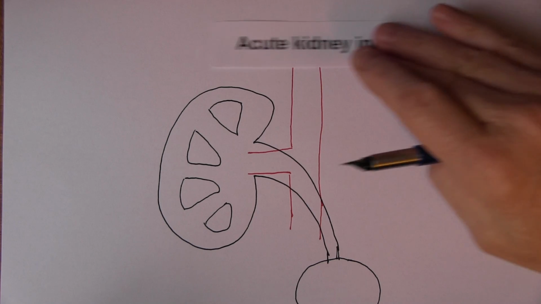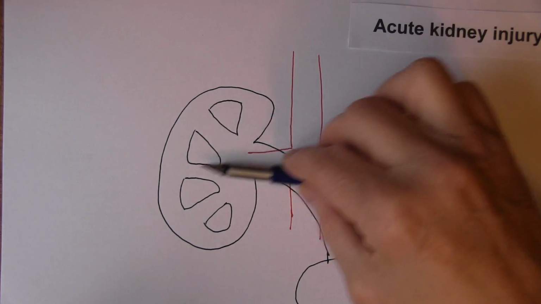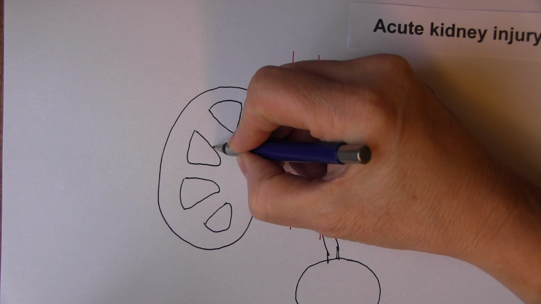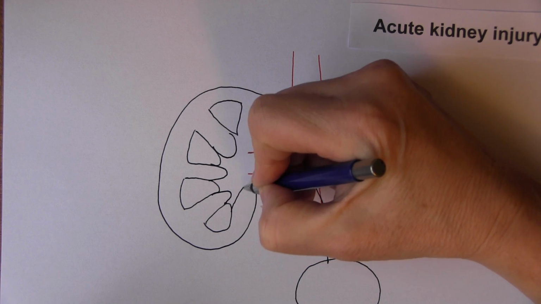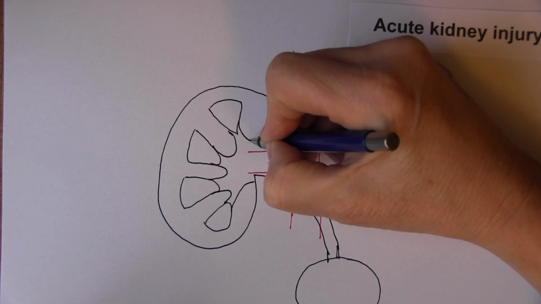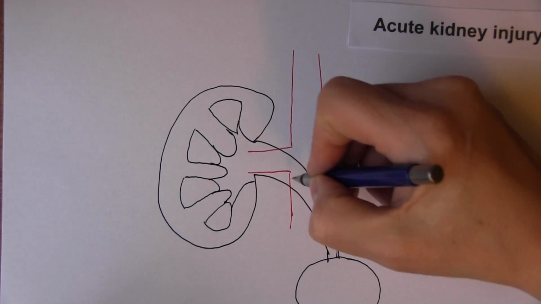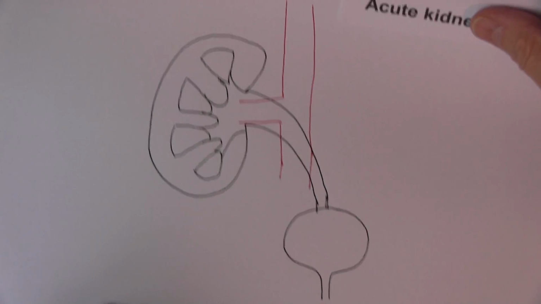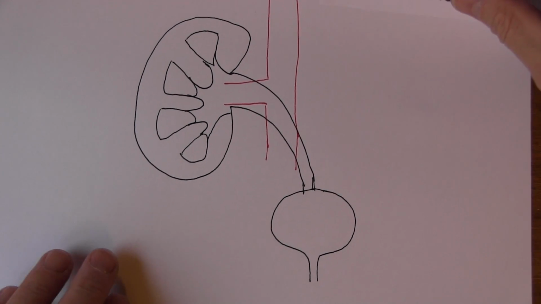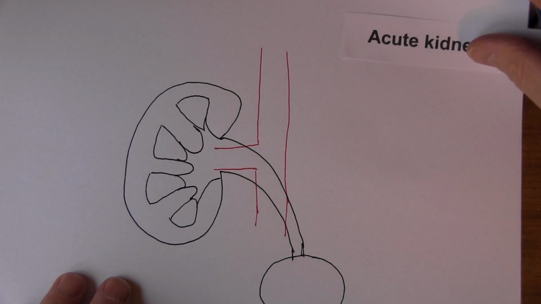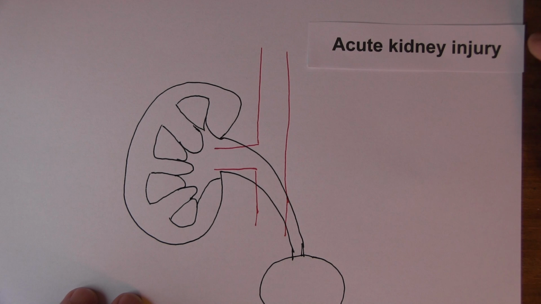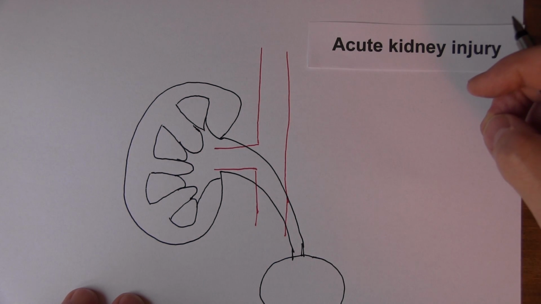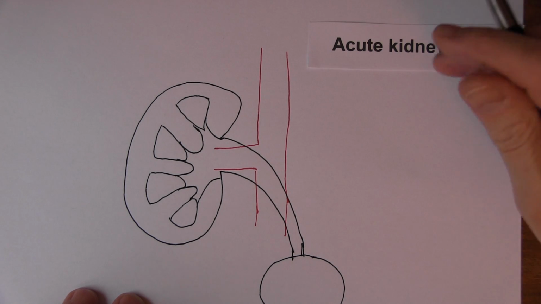So normally what we need is an adequate blood pressure to perfuse the kidney so the kidney can generate the urine. You might remember that once the urine is generated, it goes into the calyces, down the ureter, down into the bladder, and then out of the body. Now the reason I've drawn this diagram is because we can divide the causes of acute kidney injury into pre-renal, intrinsic renal and post-renal quite nicely using this diagram.